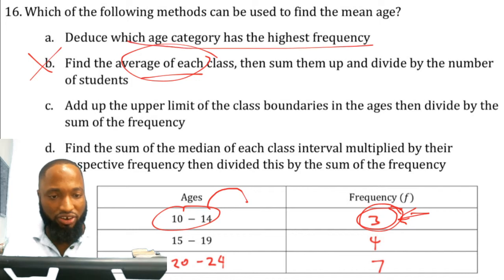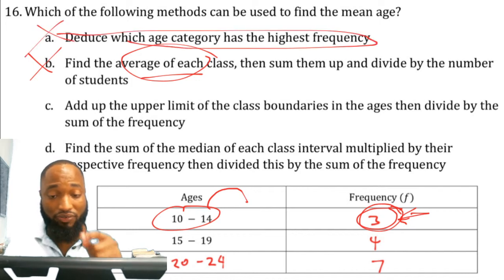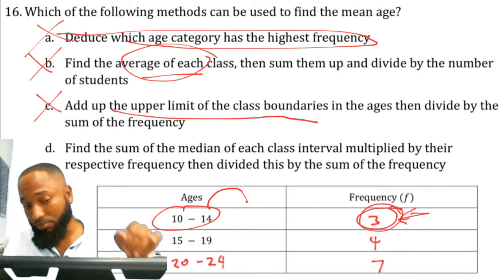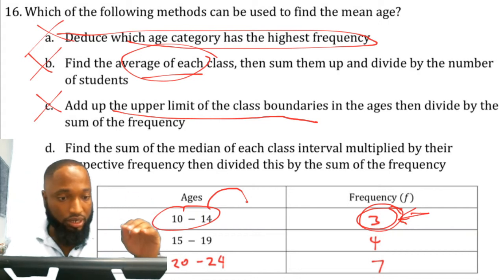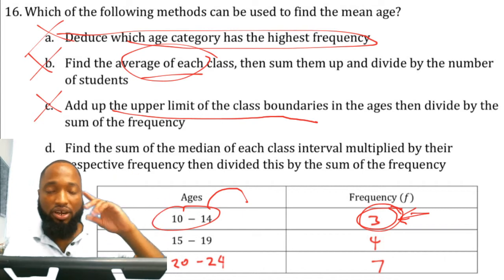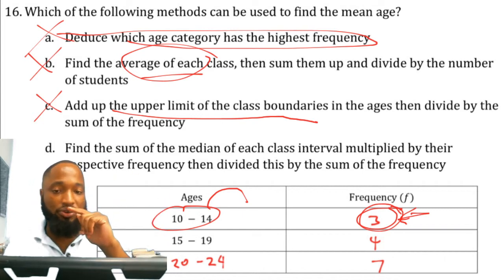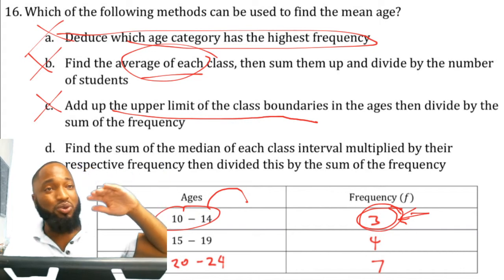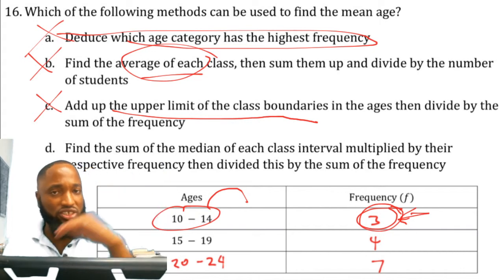Deduce which age category has the highest frequency? That doesn't make sense. We're trying to find the mean. Add up the upper limit of the class boundaries? No. We don't do that for nothing. The only time we use the upper limit is for the frequency polygon. It will be in the book earlier. So the frequency polygon is where we use that upper boundary, but we don't add it up. That's just to draw the graph.